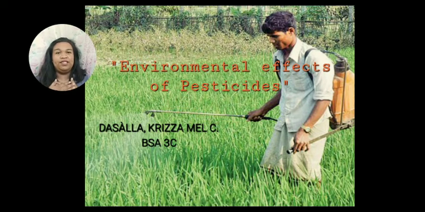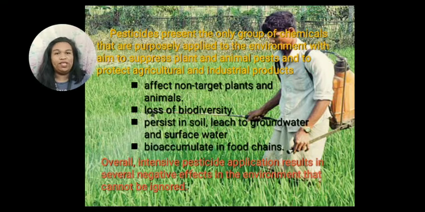I am Crisanel Dasalia from BSA 3C, and today I'm going to discuss with you the environmental effects of pesticides. So, what is pesticide? Pesticides represent the only group of chemicals that are purposely applied to the environment with the aim to suppress plant and animal pests and to protect agricultural and industrial products.